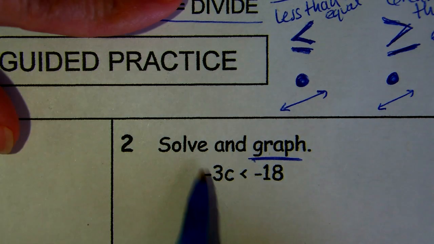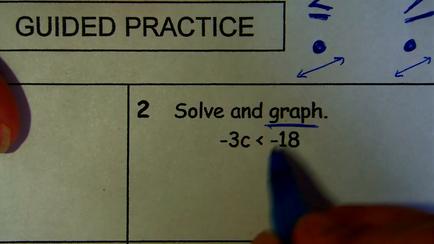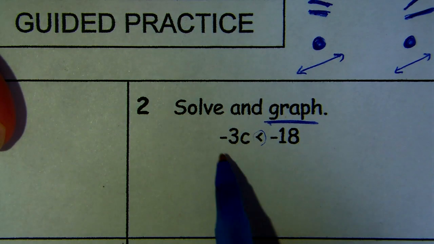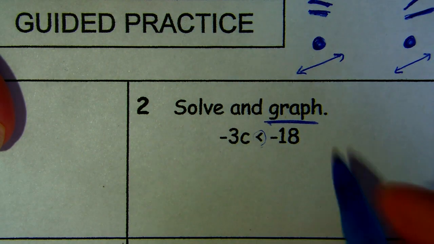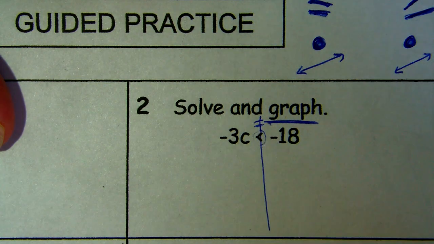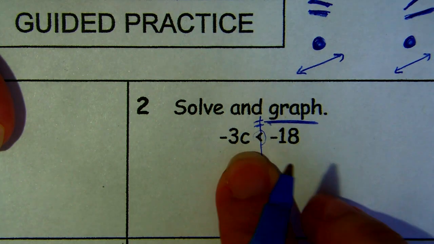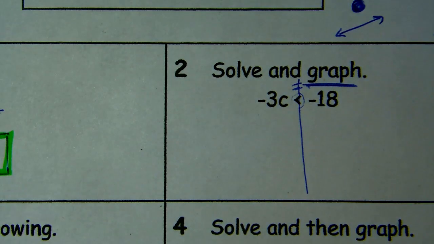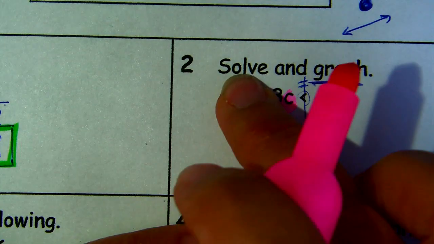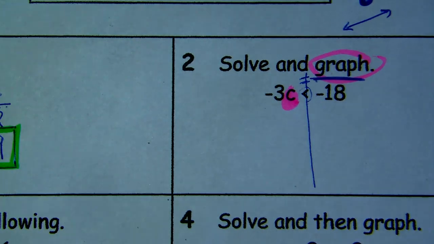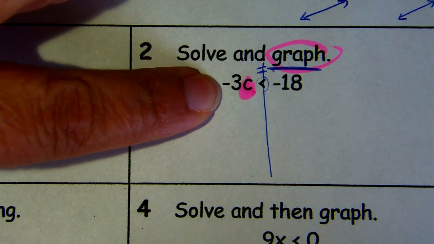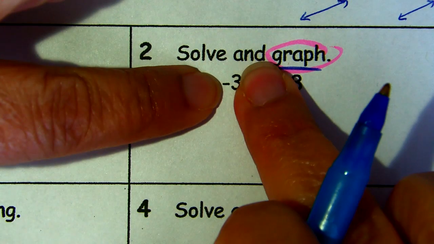Number 2, solve and graph. So again, here's the inequality. We have -3c less than -18. I'm going to pretend like this is our equal sign, only for a moment, in order to do the solving. So I want to solve for c. In this one, they're asking us to solve and graph. So I want to leave the c by itself. So what is in the way? The -3. So how do I get rid of the -3?